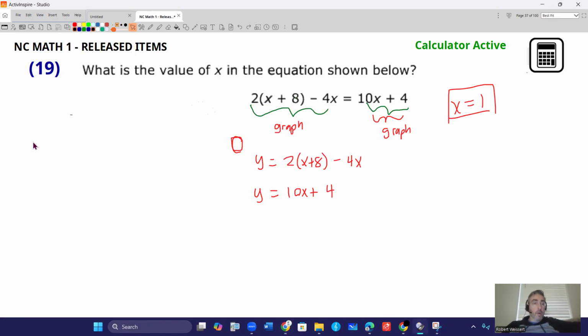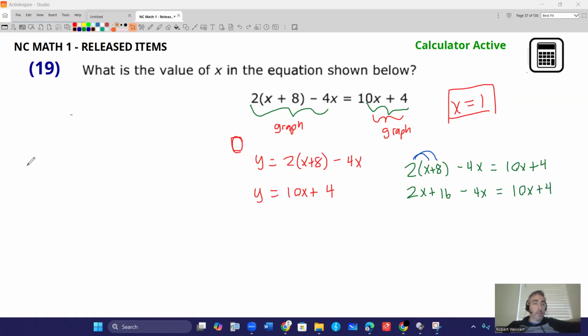All right, so solving this question by hand would just be, let me rewrite this again. So first thing we're going to do is we're going to distribute the 2. We don't like these parentheses. So that's going to be 2x plus 16. Carry down the minus 4x. Carry down the equals 10x plus 4.